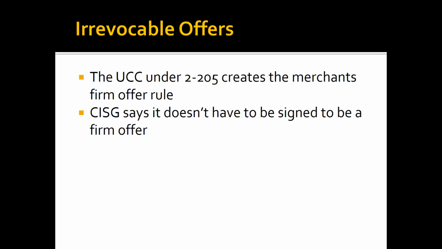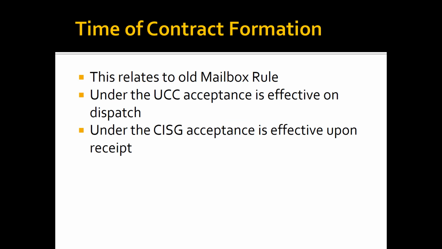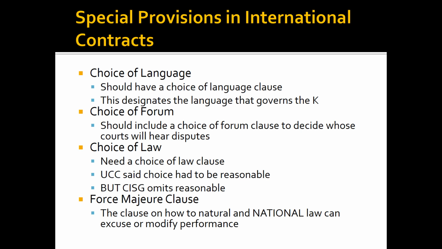UCC 2-204 says merchants can create irrevocable offers under the firm offer rule. The CISG says you don't even have to sign them. The UCC sets a $500 limit to trigger the writing requirement. The CISG has no writing requirements. No statute of frauds for the CISG. The old mailbox rule under the UCC, we don't worry about the mailbox rule. UCC says acceptance is effective upon dispatch. The CISG says nope, effective on receipt. So if you're dealing internationally, there can be different rules here.